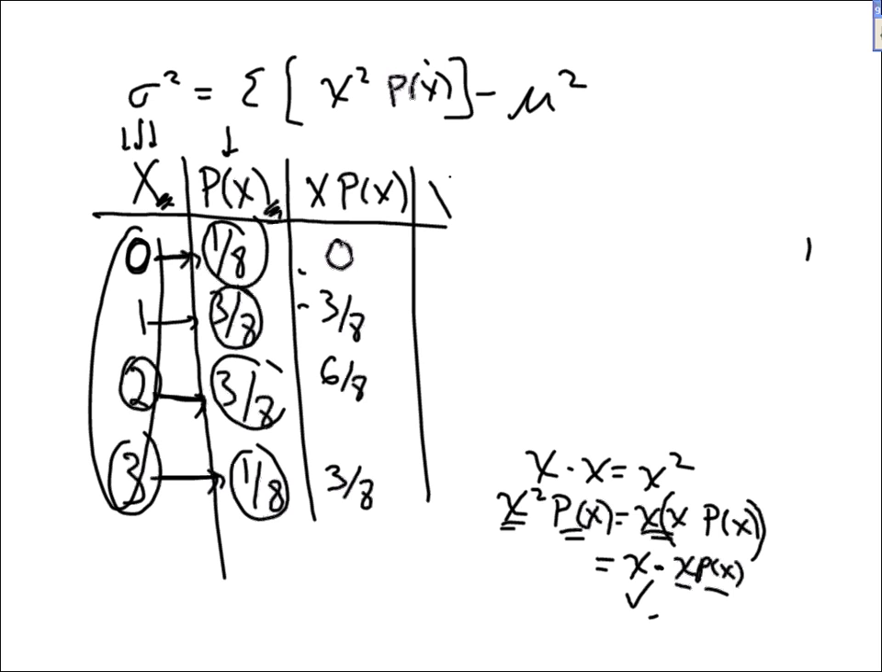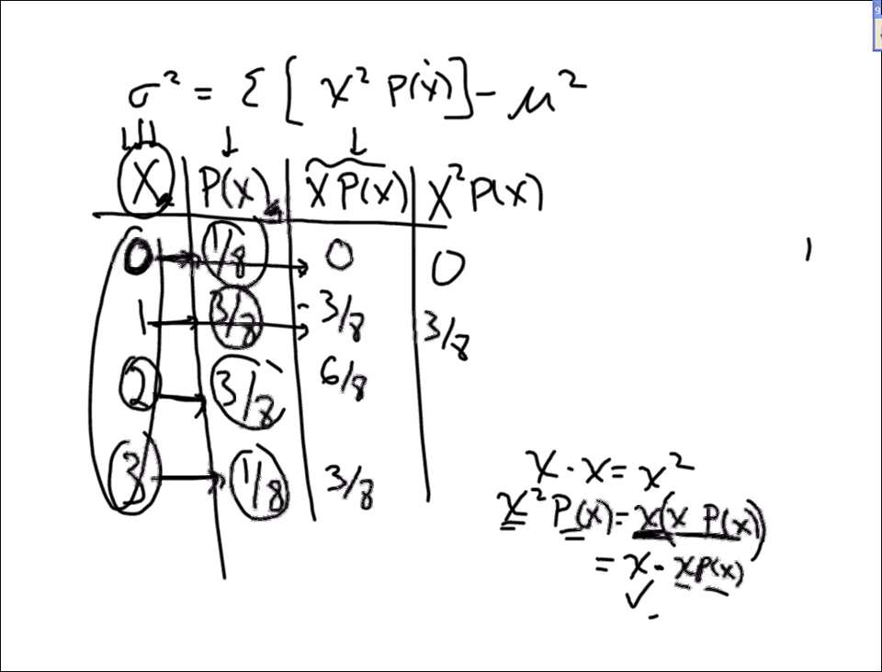Now, to get x squared p of x, I can multiply x by x p of x. I have x p of x here, and I have good old x here. So we multiply. 0 times 0, 1 times 3 over 8, 2 times 6 over 8, don't reduce, and 3 times 1 over 8. That's 9 over 8.